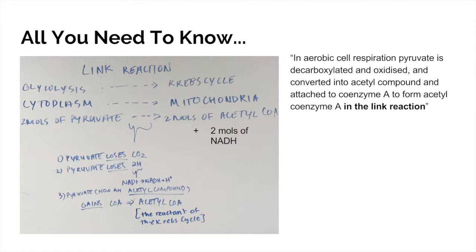Thirdly, pyruvate, which is now called an acetyl compound, gains the coenzyme A, and this forms acetyl coenzyme A, and this is the reactant of the Krebs cycle. So this is how the link reaction links glycolysis to the Krebs cycle, because the Krebs cycle doesn't take in pyruvate directly. Rather, the link reaction needs to prime it to do so by turning it into acetyl-CoA.